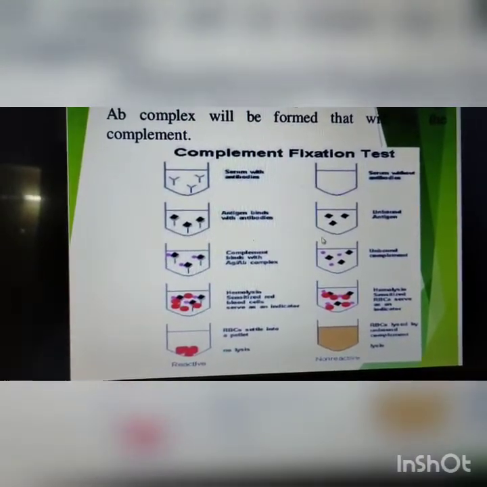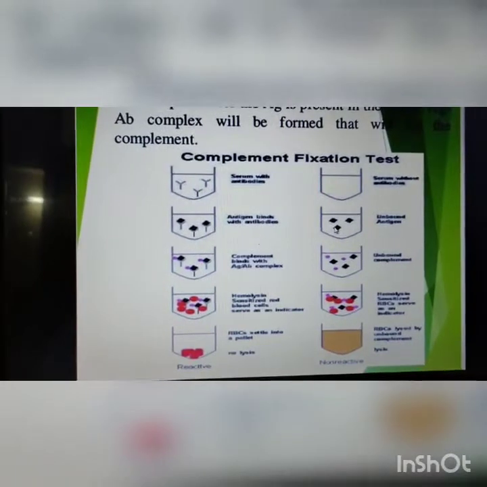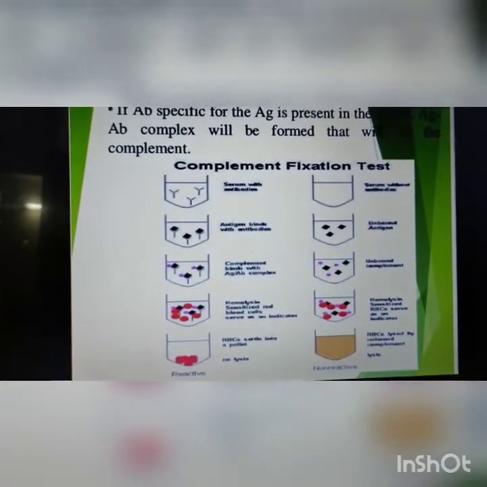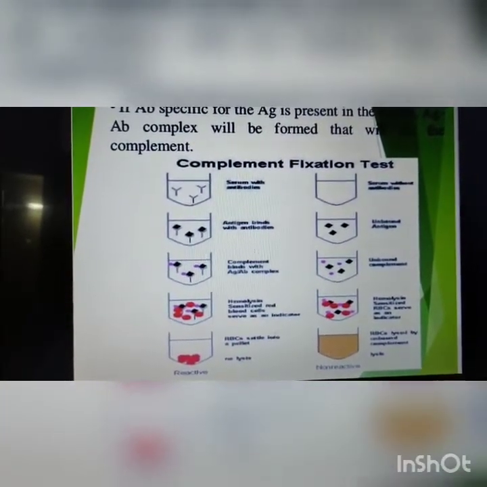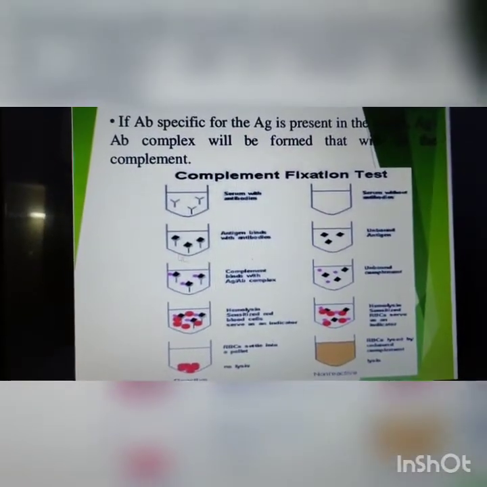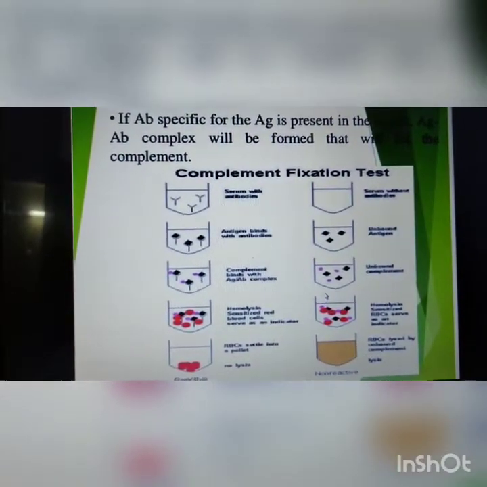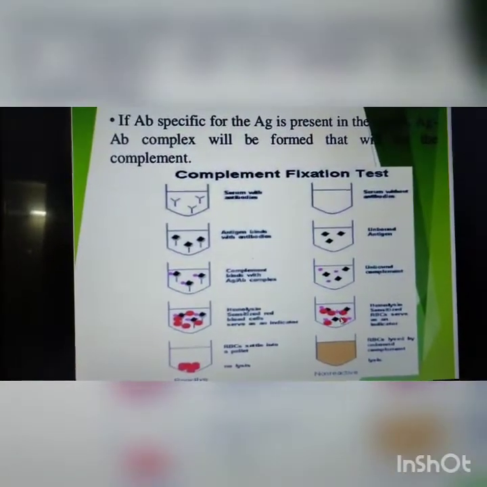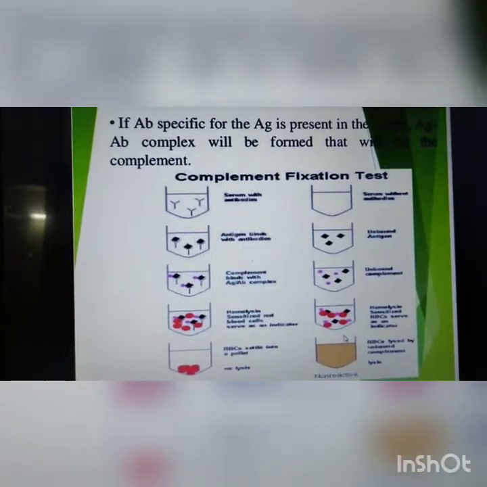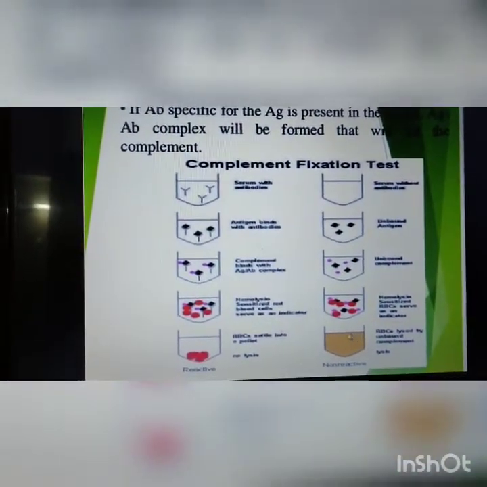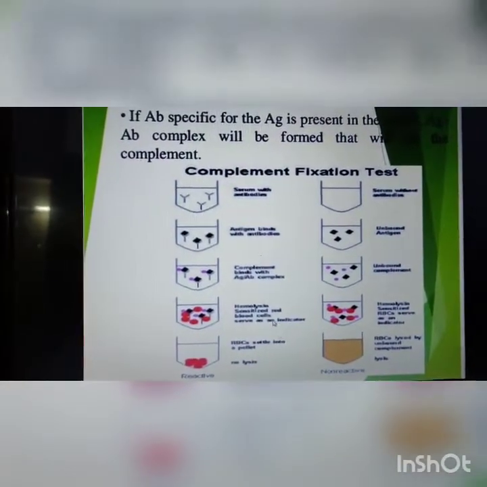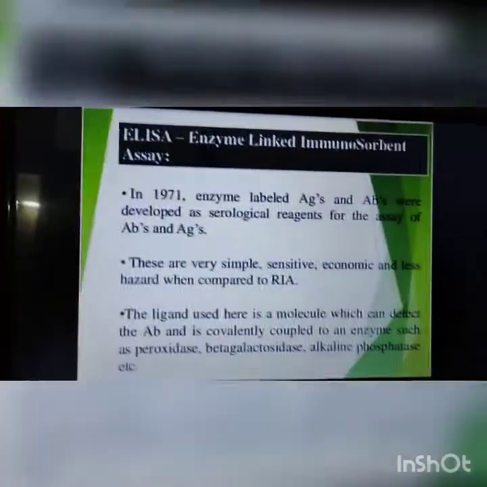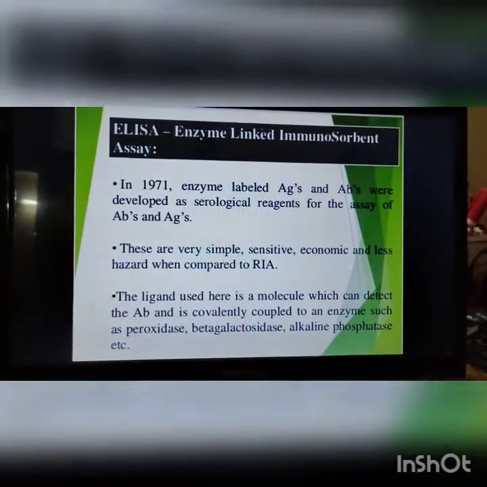There is serum with the antibody, then unbound antigen. Unbound antigen means that the antibody will not form an antigen-antibody complex. Then there is unbound complement, and hemolysis of sensitized RBCs serves as the indicator. The RBCs are lysed by the unbound complement, that is lysis. So that is the non-reactive reaction, and the other is the reactive reaction. This is the complement fixation test. Now the next test is the enzyme-linked immunosorbent assay, that is ELISA.